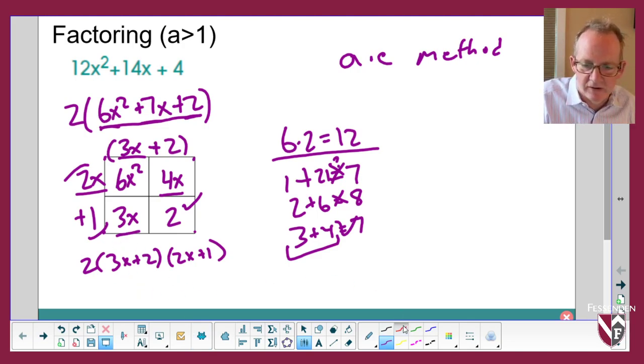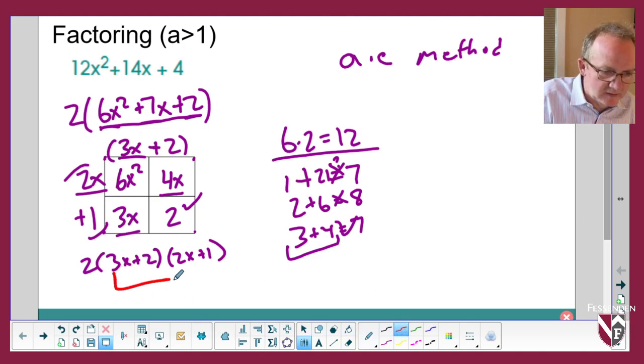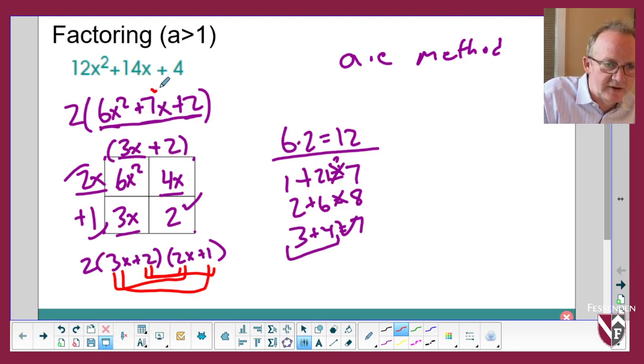Let's double check. Always check and see. Does this give us the 6x squared? Yes. Does this give us the C term of 2? Yes. Does 2 times 2x, which is 4x, and 3x times 1, does it give us the 7x? Yes.